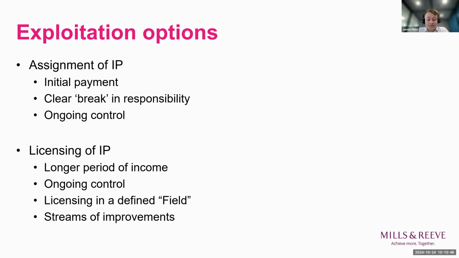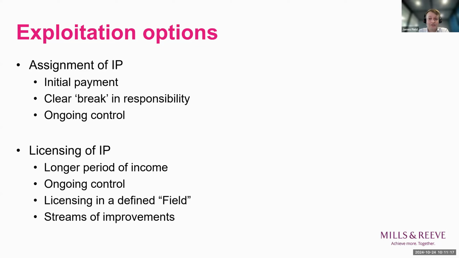So looking to what else the university should be thinking about when setting up the trading subsidiary, one of the core considerations from an IP perspective is how exactly does the university want to exploit the IP? So this can be done in two ways. Either the university can assign the ownership of the IP over to the trading subsidiary, or it can hold on to the ownership of the IP and grant a license to the trading subsidiary that will allow it to go on and exploit.